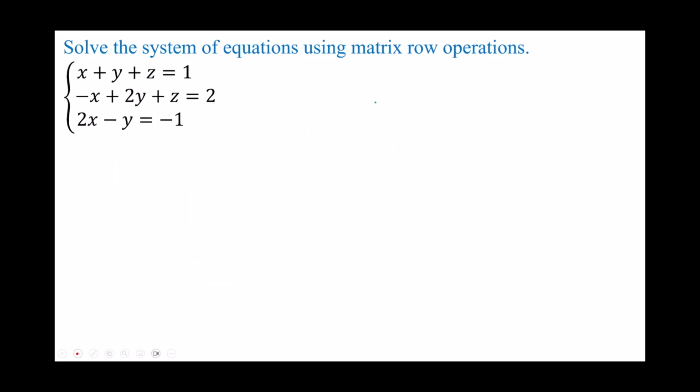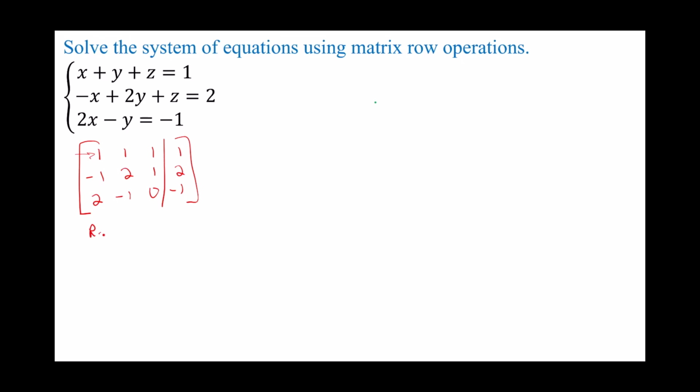So let's try this one more. Here I have x plus y plus z equals 1, negative x plus 2y plus z equals 2, and 2x minus y equals negative 1. So I'll write this as the augmented matrix first of all. And then I'm going to put this in row echelon form. So I'm going to make this one a 0. It already is. I'll use that 1 to make the things underneath of it 0.